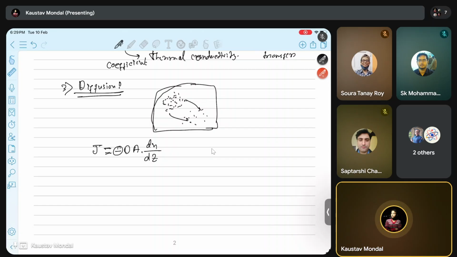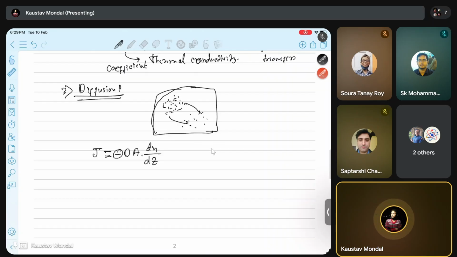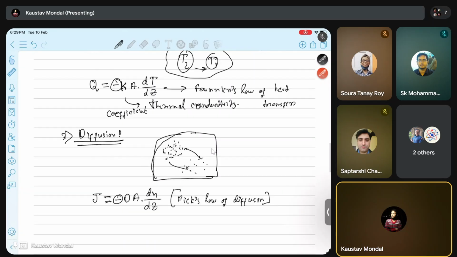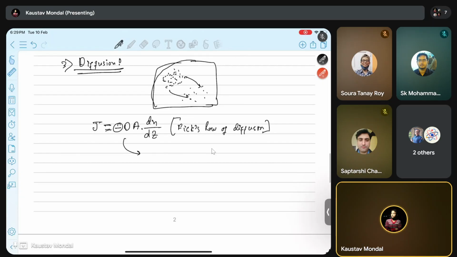Here also there is a negative sign because the gas molecules move opposite to the gradient. This is known as Fick's law of diffusion, and D is known as the diffusion coefficient.